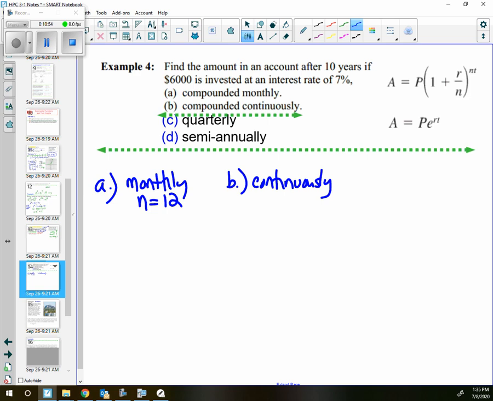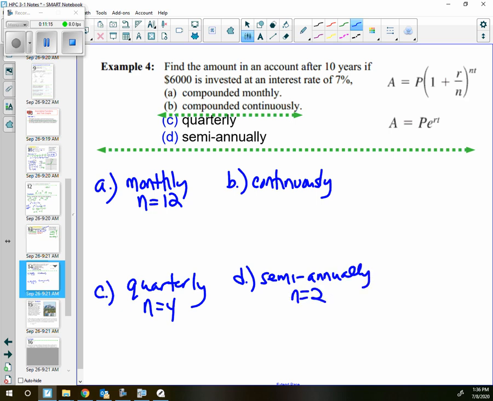And then we're going to compare quarterly and semi-annually. So we're going to look at all of those options. So for part C, we're going to do quarterly. So remember what quarterly means, 4 quarters in a dollar, 4 times per year. And then semi-annually. So semi-annually means twice per year. So just keeping track of our N equals for each of those.